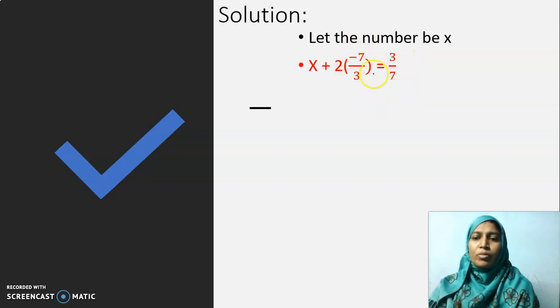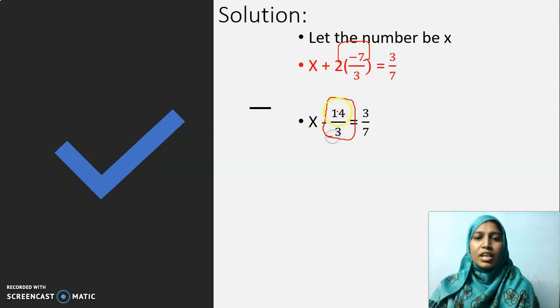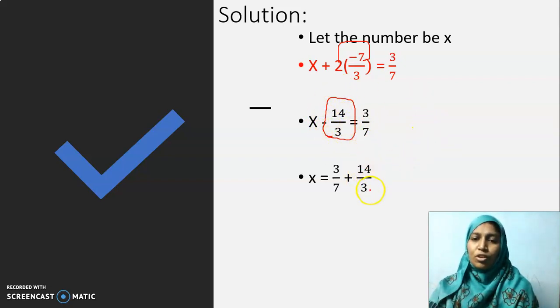If it is whole numbers, you will find it easy to simplify. But when we come across these fractions, be a little bit careful. Here 2 into 7 is 14, and plus into minus becomes minus. So x minus 14 by 3 is equal to 3 by 7. If I transpose this, the minus sign will go to the other side as plus sign. So it becomes plus 14 by 3.